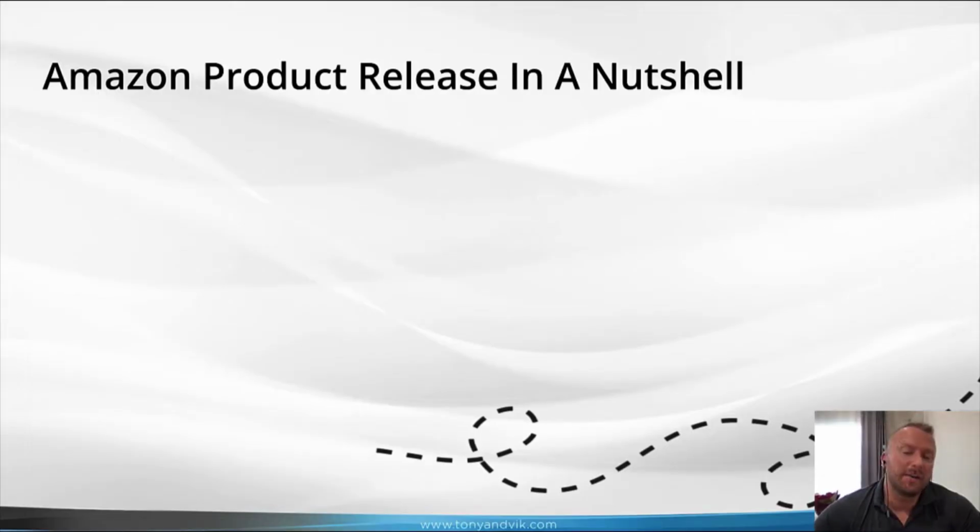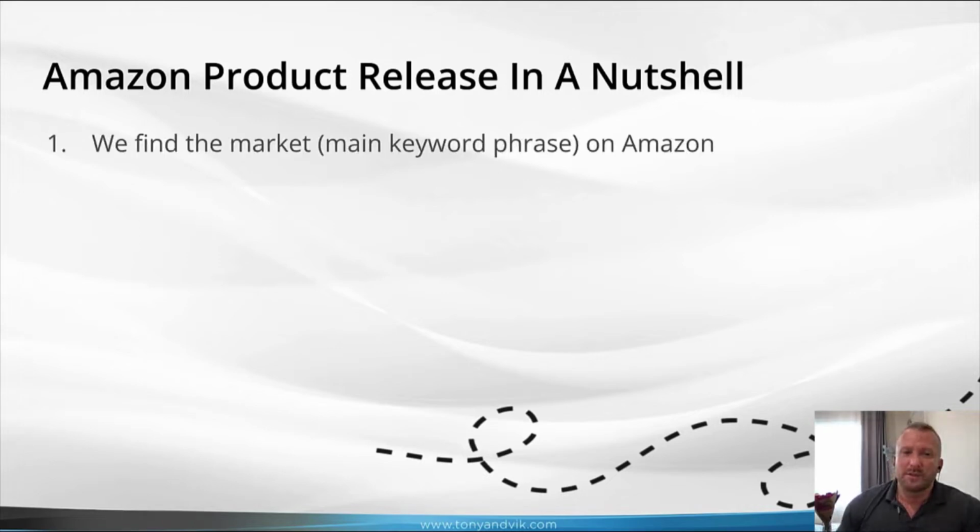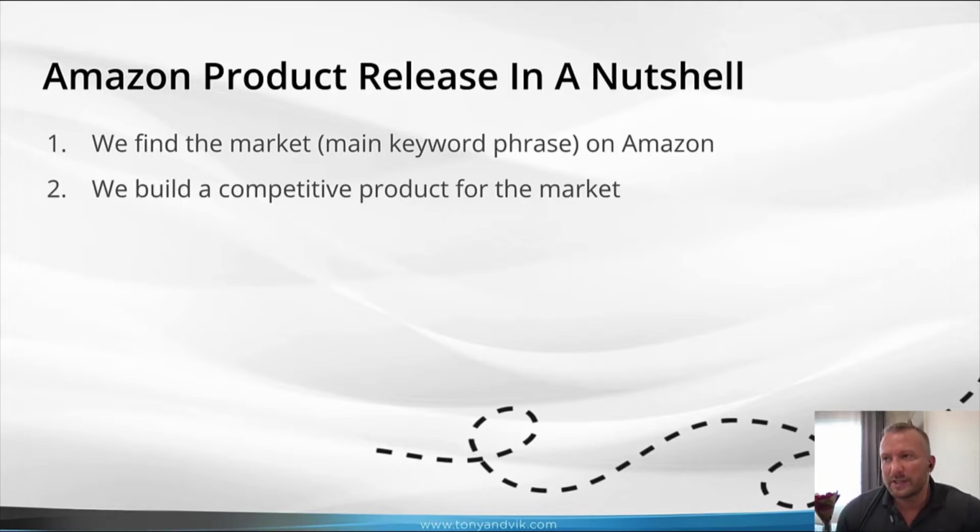Now, before we dive into the new Helium 10 extension, I'm going to quickly explain what the Amazon product release process is in a nutshell. First, we have to find a market on Amazon, which is basically a keyword phrase. Every keyword is like a market on Amazon, right? And we need to validate: is there enough demand? What's the supply? What's the price range? And is it saturated or not? How easy would it be to produce a product on that keyword?